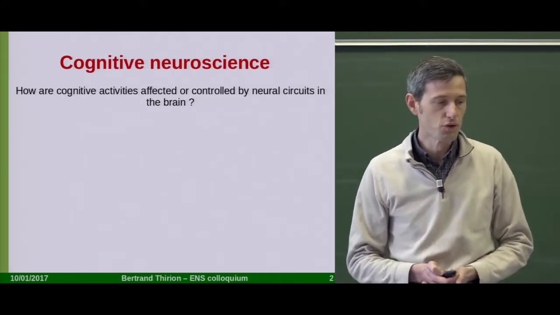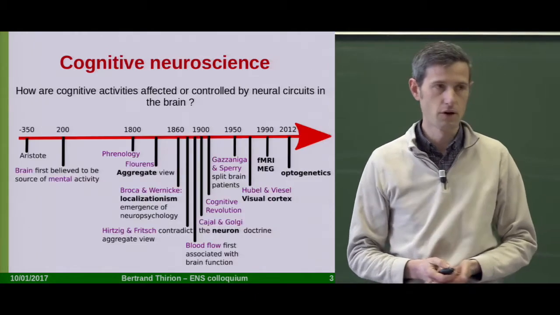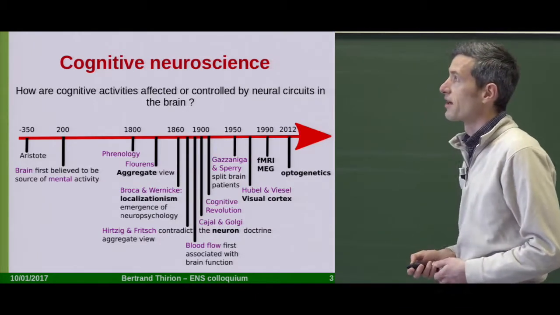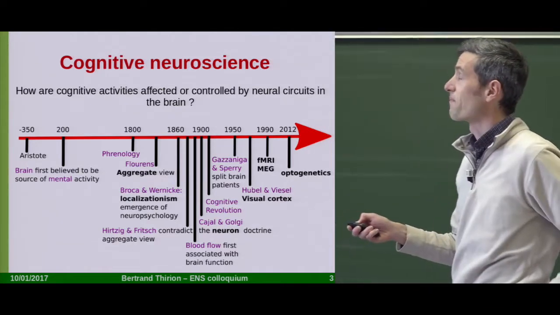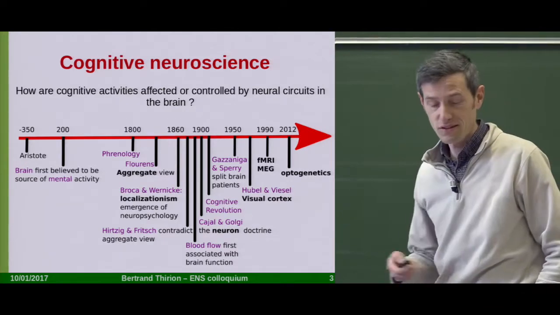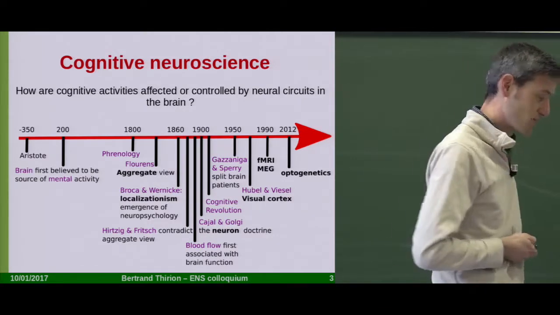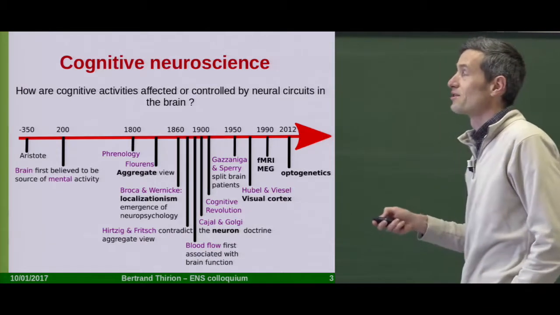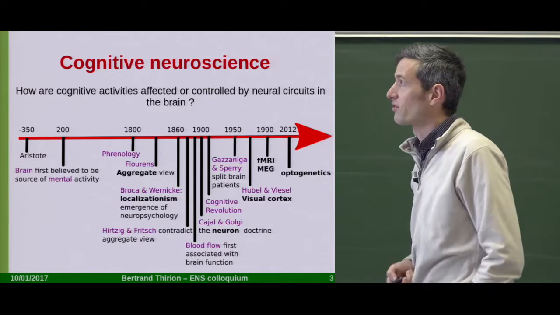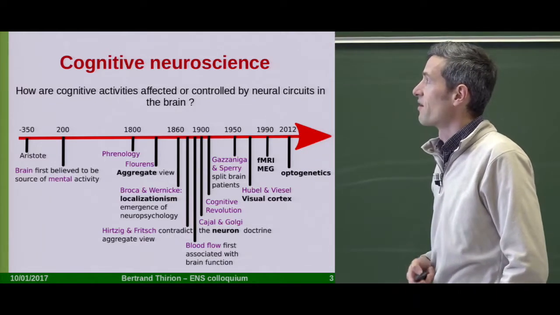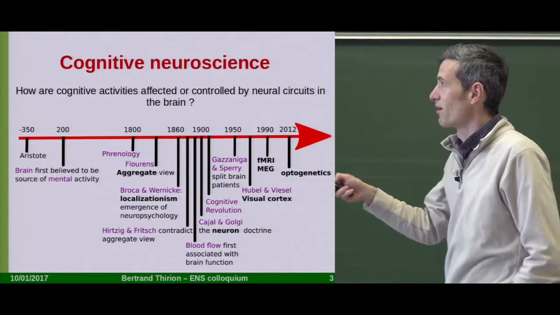So for those of you who don't know cognitive neuroscience, I think it's useful to give a little bit of historical context. A long time ago in antiquity, in the time of Aristotle, for instance, it was thought that thought came from the heart and that the brain was more a cooling system. In the 2nd century after Christ, it was first noted that the brain was believed to be the source of mental activity.